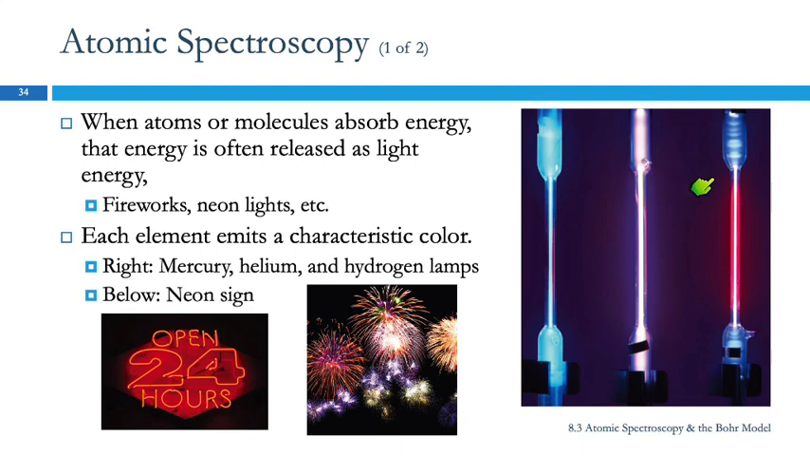So these are element lamps. This lamp has mercury in it, this one has helium, and this one has hydrogen in it. It's very similar to how neon lamps work. There's a gas inside the tube, and a high electrical voltage is applied across the tube, which gives energy in the form of electricity to the gas, and then that releases the energy in the form of light. And so the color of the light is distinctive of the element.